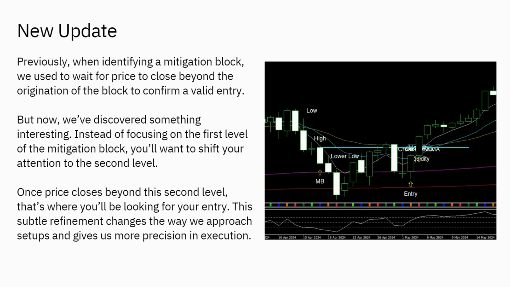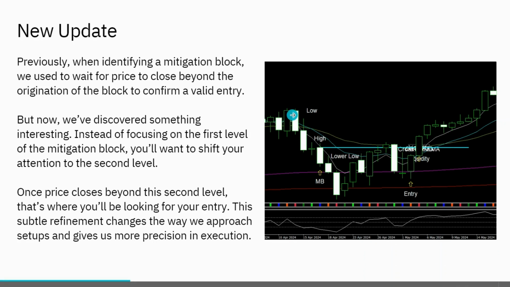The new update. Previously, when identifying a mitigation block, we used to wait for price to close beyond the origination of the mitigation block to confirm a valid entry. But now we've discovered something interesting. Instead of focusing on the first level of the mitigation block, you'll want to shift your attention to the second level. Once price closes beyond this second level, that's where you'll be looking for your entry. This subtle refinement changes the way we approach setups and gives us more precision in execution.